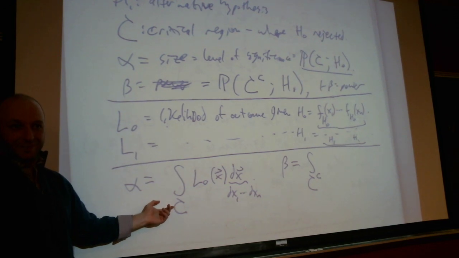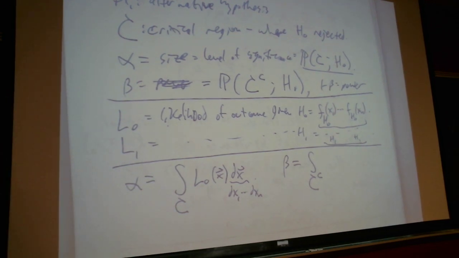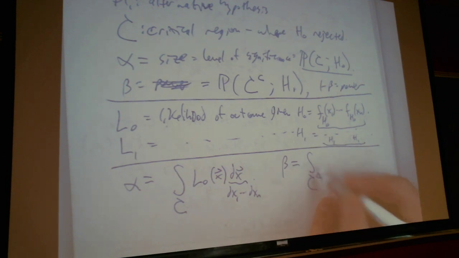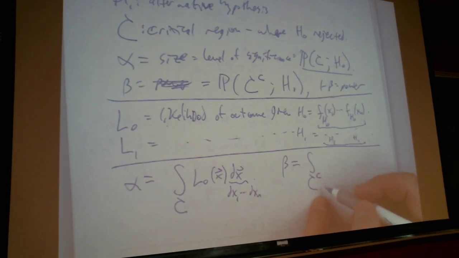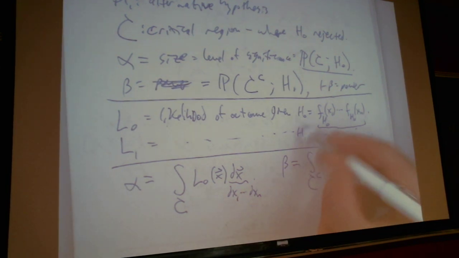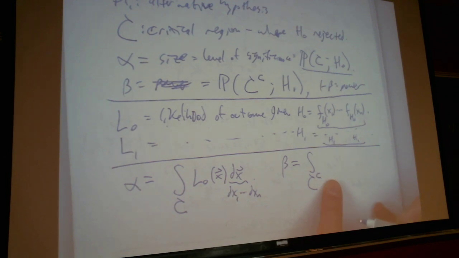Right? This is okay? And what am I going to put here? So beta is an integral over the complement of the critical region. And then I have to measure it with respect to the probability that that happened, assuming H1 is true. Does anybody know what I'm going to write here? L1, exactly. L1 of x dx. Okay.